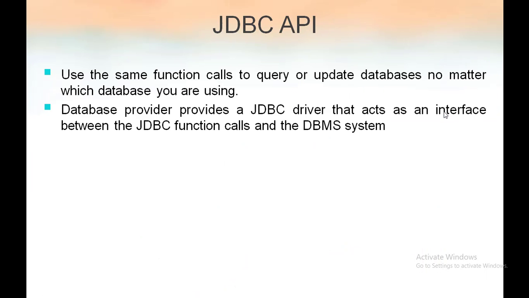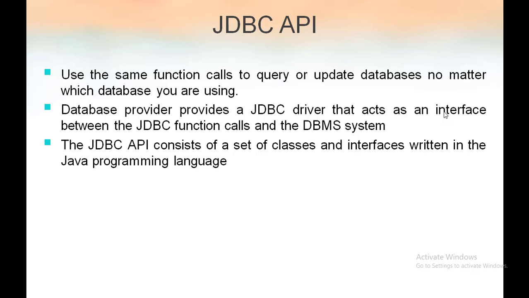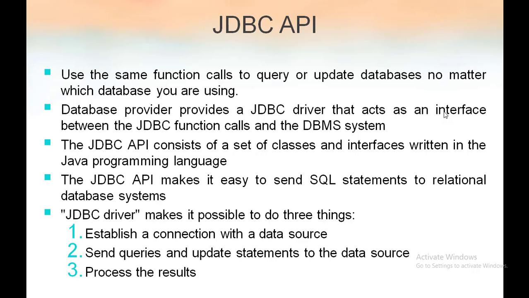JDBC API. As I said, JDBC API means JDBC Application Programming Interface. It uses the same function call to query or update a database. No matter which database you are using, you can use any type of relational database to query or update databases. In all databases, the function call of JDBC API to query the databases is the same. Database providers provide JDBC drivers that act as an interface between the JDBC function call and the DBMS system.